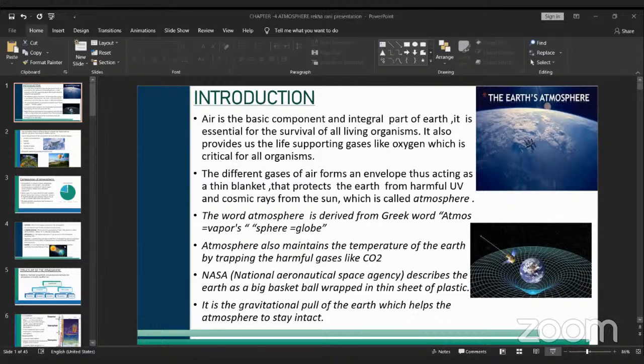And these winds cover larger area of the continents and the oceans. Here you can see it covers almost all the Earth. These winds are deflected towards the right in the northern hemisphere, and towards the left in the southern hemisphere.